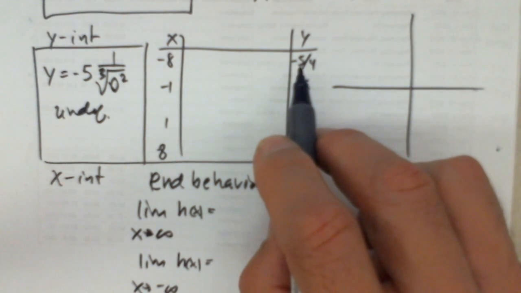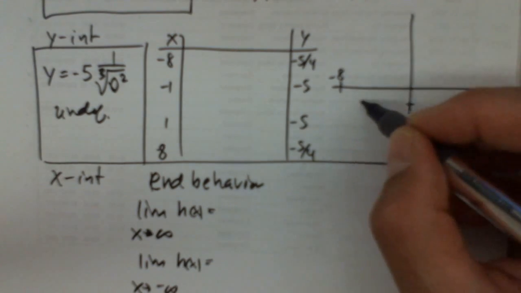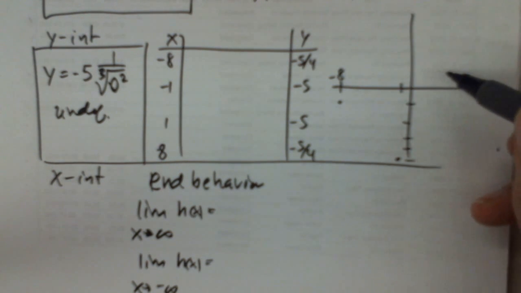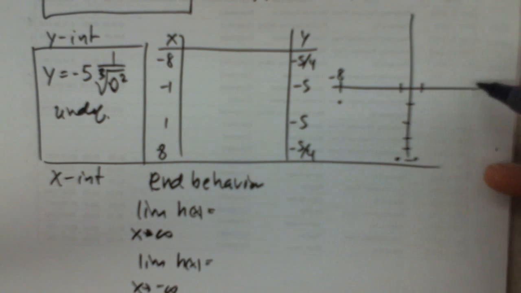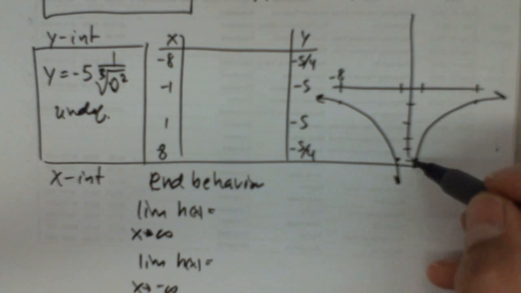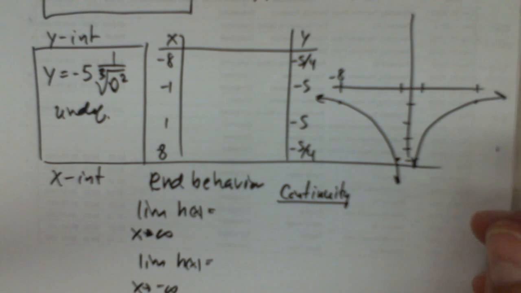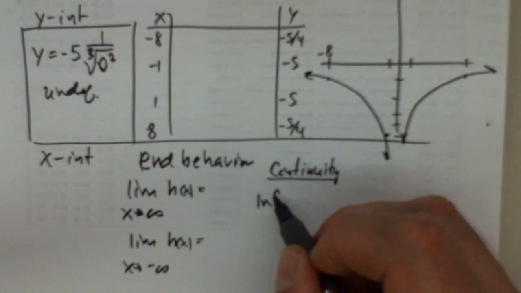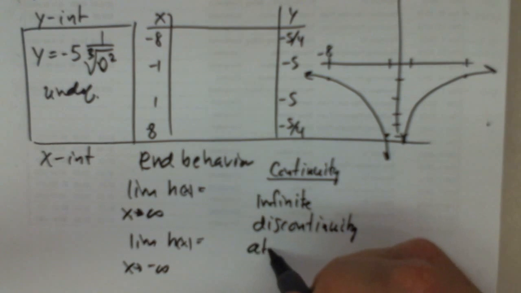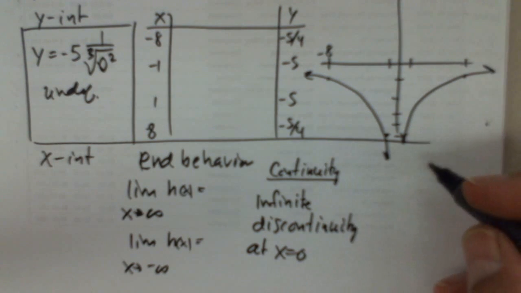Go out to the left, and it's getting close to 0. So at negative 8, we're getting close to 0. This is about right there. At negative 1, we're down there. And when we're on the other side, it's a reflection. And continuity. We could say it's continuous on its domain. Here we see an infinite discontinuity. You can say continuous on its domain, but let's review this type of discontinuity, infinite discontinuity at 0.